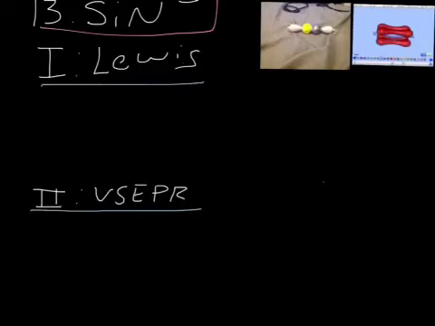Hello, my name is Joshua Mendoza, and I'm here to do problem 13 of the VPT problems, which is SiN minus. Alright, so let's get started. So first we must draw the Lewis structure.